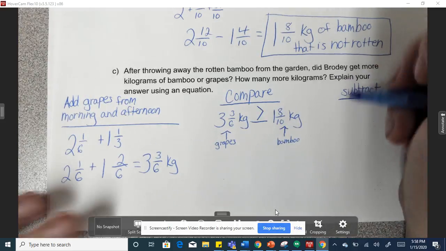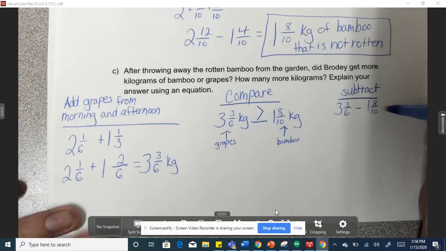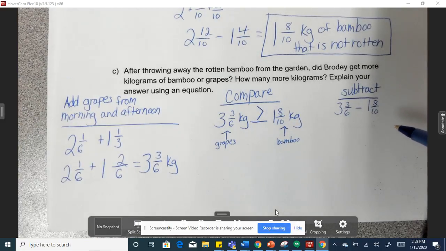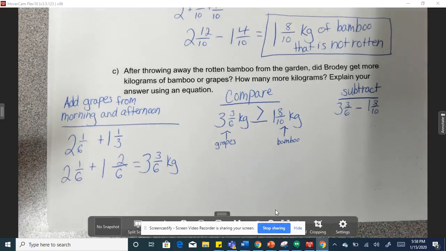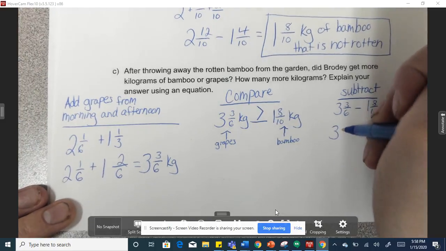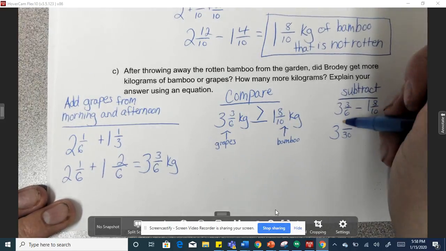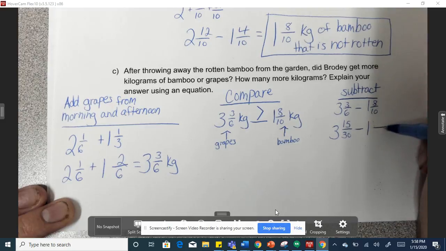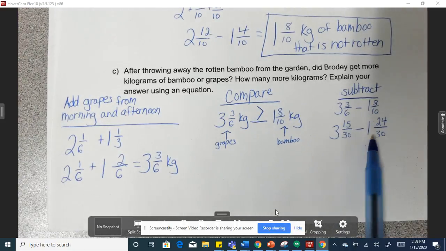So now we need to subtract. So we're going to subtract the 3 and 3/6 minus 1 and 8/10. All right. So between 6 and 10, I know that my common denominator could be 30. It could be 60 if you wanted. I'm going to use 30. 6 times 5 is 30, so 3 times 5 is 15. 10 times 3 is 30, so 8 times 3 is 24. So now I have my equation as 3 and 15/30 minus 1 and 24/30.